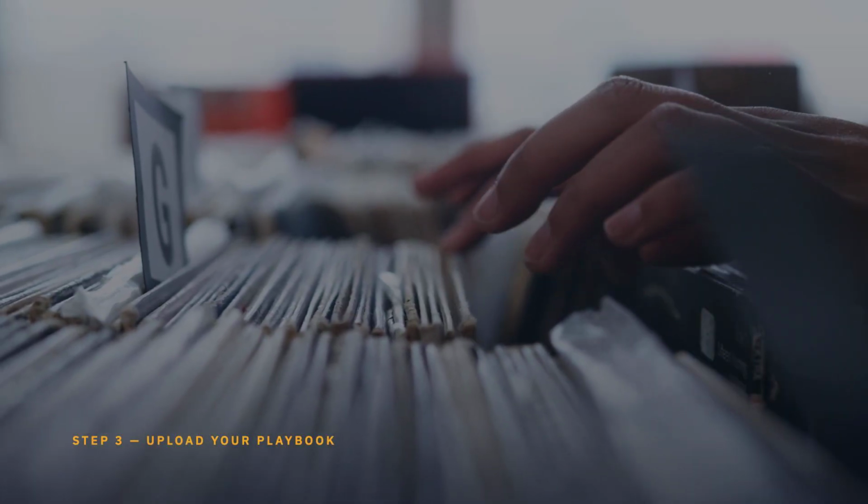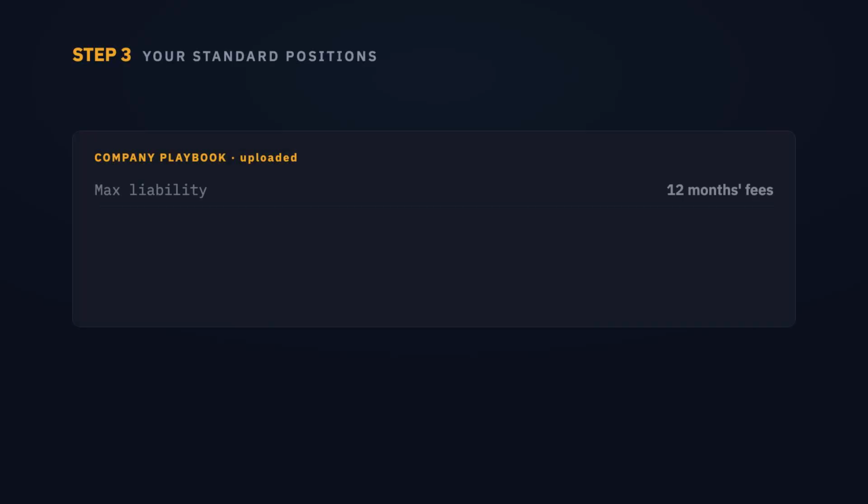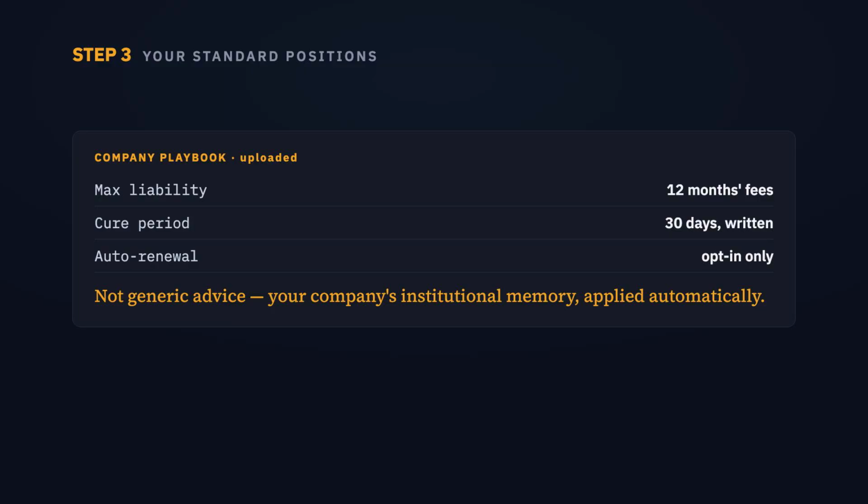Step 3. Real law firms don't review against general best practices. They review against their playbook. So we upload one, our standard positions, maximum liability we accept, our required cure period, our non-negotiables. Now every finding comes back with clause X deviates from your standard Y. And suddenly the output isn't generic advice, it's your company's institutional memory applied automatically.